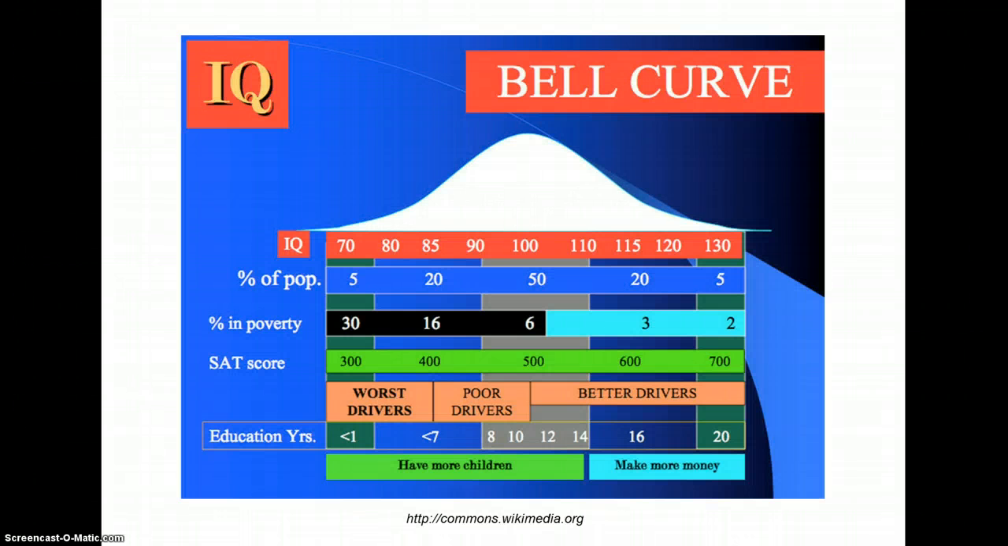IQ is one of the examples we could use with the bell curve. If we look at the IQ of the American or the world population, we know that some people have a low IQ, some people have a very high IQ, but most of us are somewhere around the middle. We can also think of things like standardized exams or SAT scores. Some people are going to score low, some people will score high, but most of us are going to score somewhere around the middle.